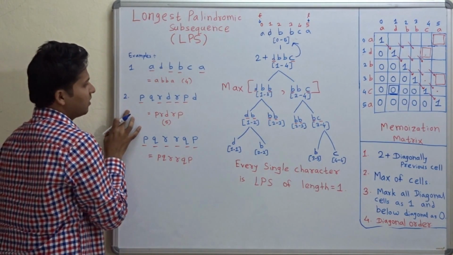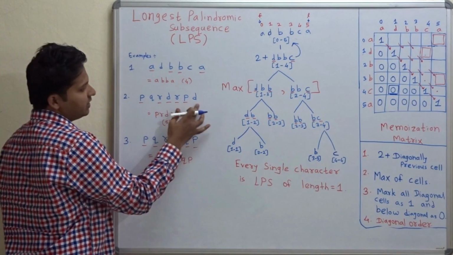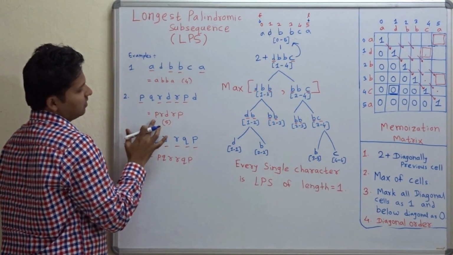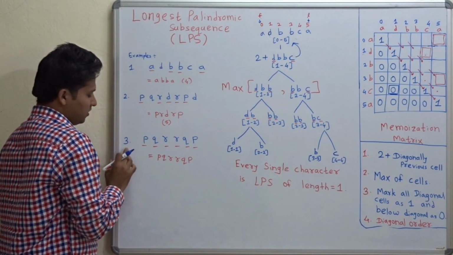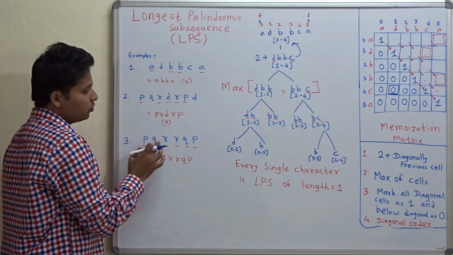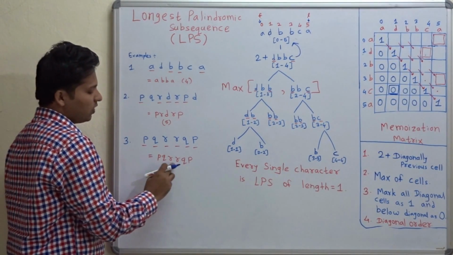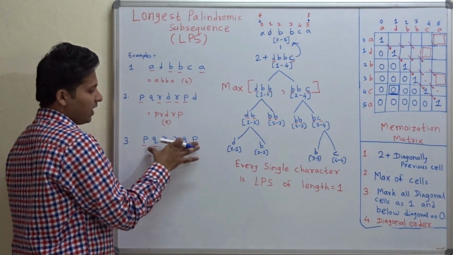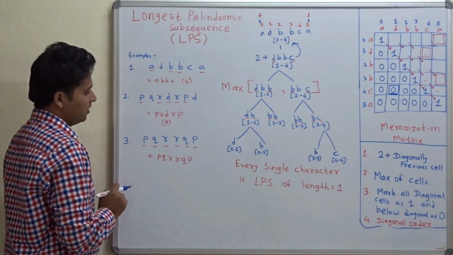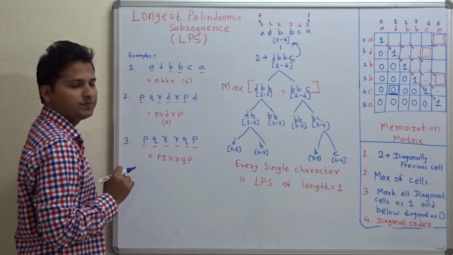Here is the second example. The string is PQRDRPD and the LPS is PRDRP and the length is 5. The third example: PQRRQP and the LPS is PQRRQP. As the LPS is same as the string, this means that the string is a palindrome.